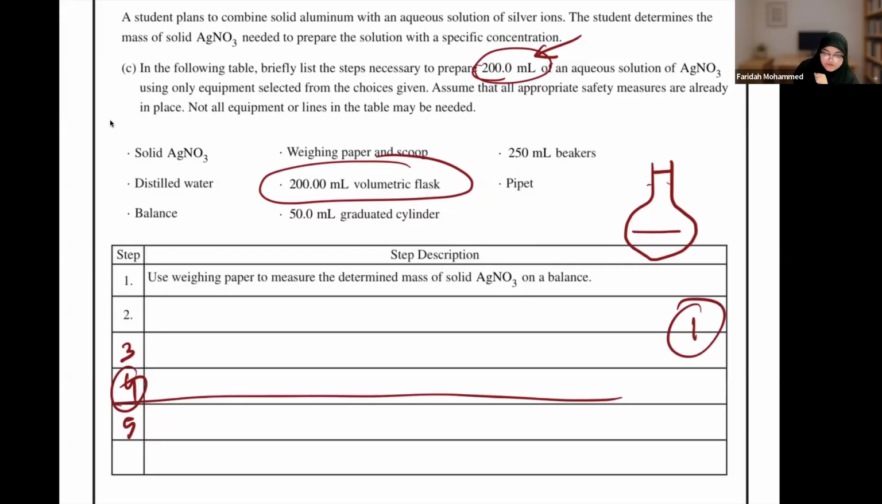If you say you add up to 200 ml, and then you add the solid, the weighed solid, you're not going to get a point.